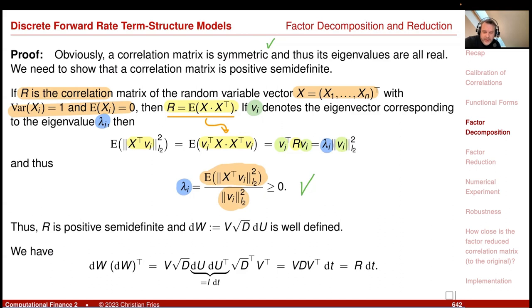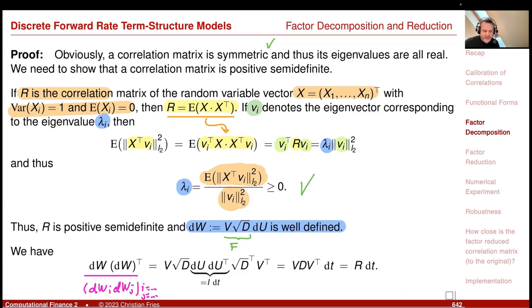So now I have eigenvalues larger or equal to zero, and I can take the square root of lambda i. This means that now my dW is well defined. Last step, check that dW is the correlated Brownian increment we are looking for. dW is the vector of the Brownian increments, a column vector. dW times dW transposed is every element of the dW vector multiplied with every other element of the dW vector, row times column, element by element. So it is the matrix dWi dWj, which I have here on the left-hand side.